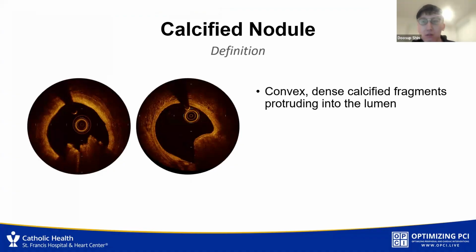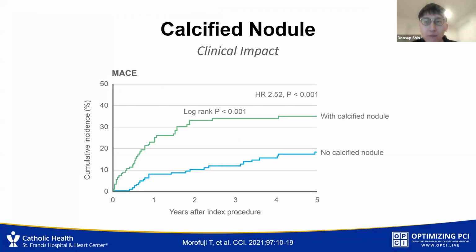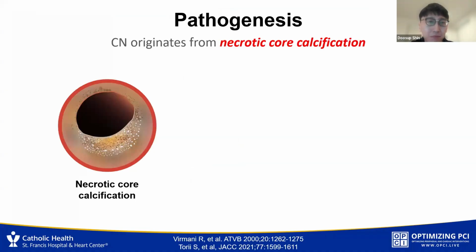So calcified nodule is a distinct type of calcified lesion characterized by dense calcified fragments protruding into the lumen. It is one of the most challenging subsets of lesions in PCI. As shown in this study, the presence of calcified nodules significantly increased the risk of MACE after PCI compared with those without calcified nodule. To understand the unique pathobiology of calcified nodule, it is essential to first look at their pathogenesis.